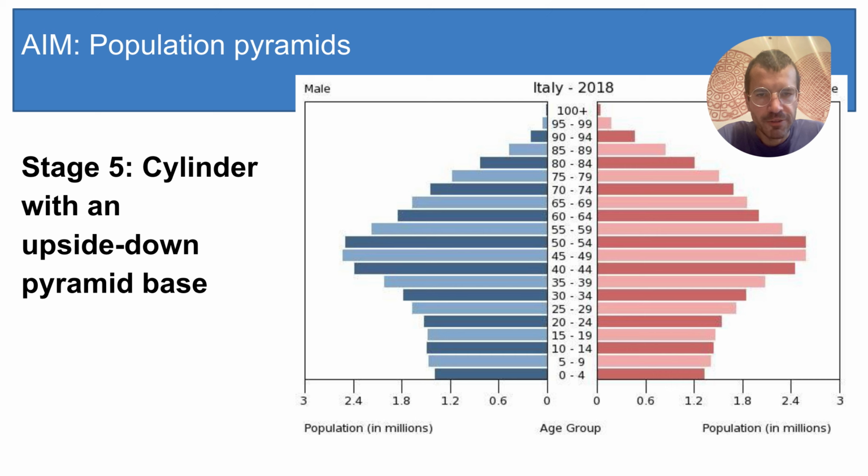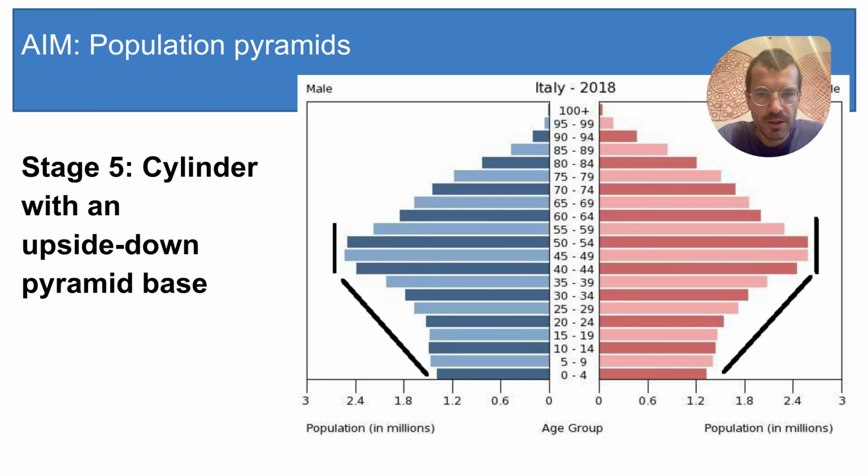The last stage is stage 5, and the shape is called cylinder with an upside-down pyramid base. Unlike stage 4, where the bottom age brackets had fairly straight edges, in a stage 5 pyramid, the bottom brackets slant outwards from the base, like an upside-down pyramid. And then they have straight sides in the Middle Ages. That's our cylinder on top. This is what it looks like when birth rates continue falling and each generation is having fewer babies than the previous one.